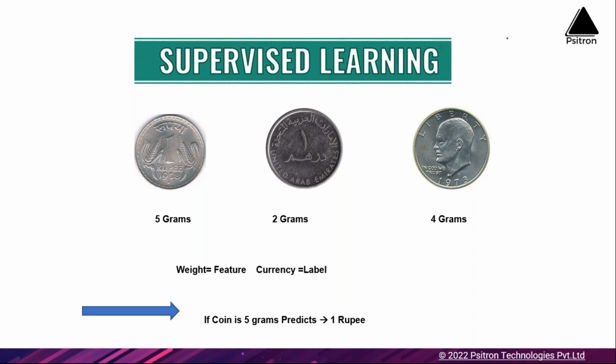So what is the supervised learning technique? Let me explain it in very simple layman terms. Let's say I have three different country coins: an Indian rupee coin, a UAE coin, and a Liberty coin. Let's say the Indian rupee coin weighs 5 grams, the UAE coin weighs 2 grams, and the Liberty coin weighs 4 grams. So the weight of a coin can be a feature and the currency of a coin can be a label. Once you have trained a machine learning model, if a coin is 5 grams, that's the input, and the predicted coin will be the rupee coin. So the idea is very simple. A supervised learning technique is a technique where you have both features and labels in your data set, right?